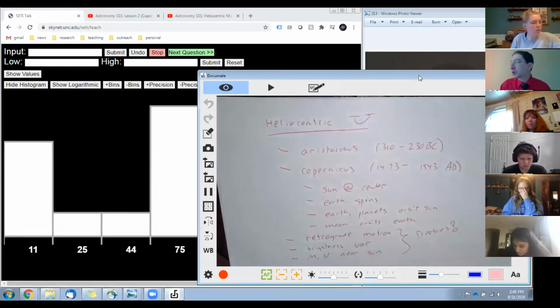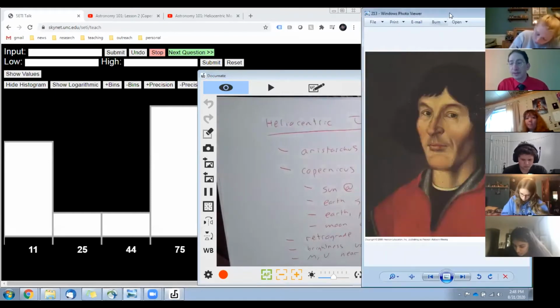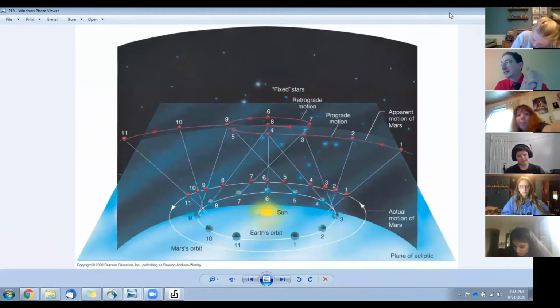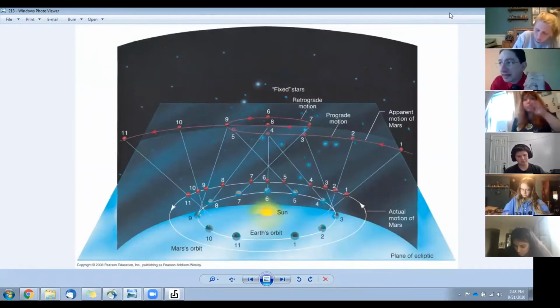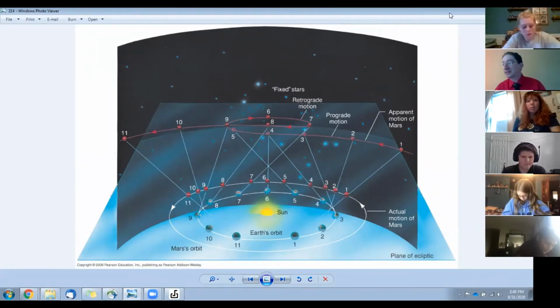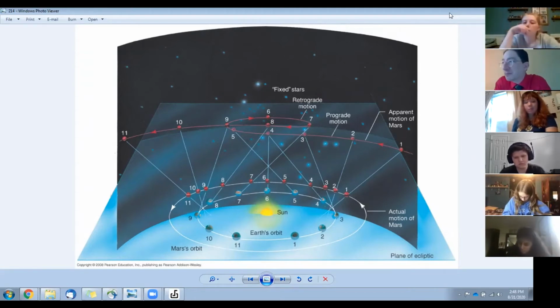So let's start with retrograde motion. So here we have Copernicus and retrograde motion in the heliocentric model. So there are no epicycles. The planets aren't going to be going through loops like in the geocentric model. Instead, what causes it is we're observing the planets from Earth, and Earth is no longer stationary. Earth is moving around the sun. So we're observing the other planets from a moving platform, and that creates the appearance of retrograde motion.